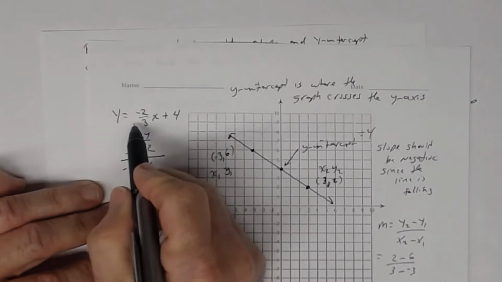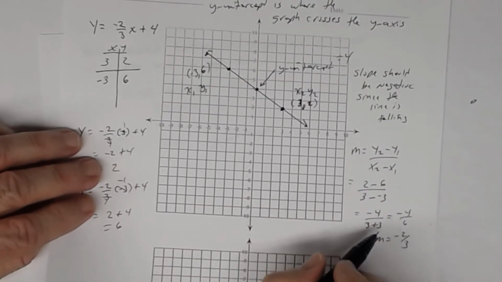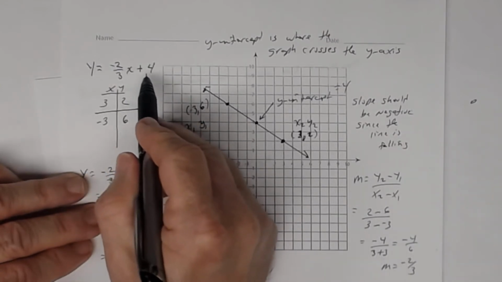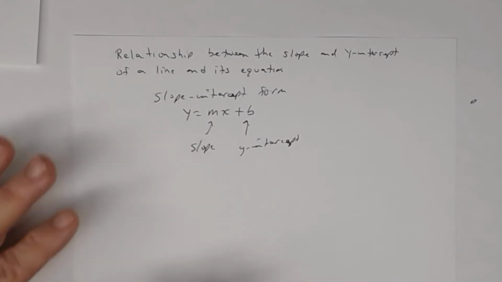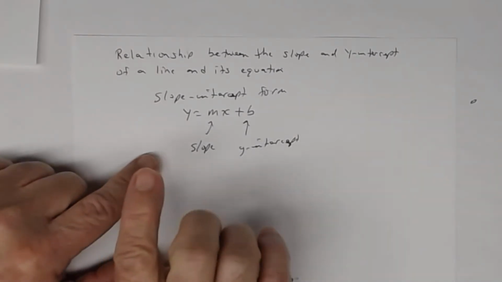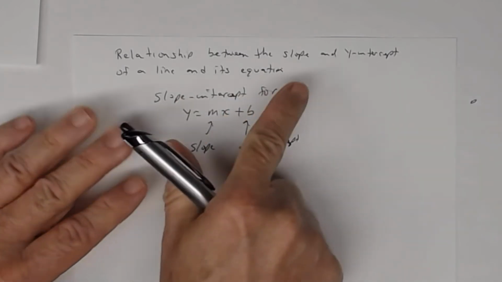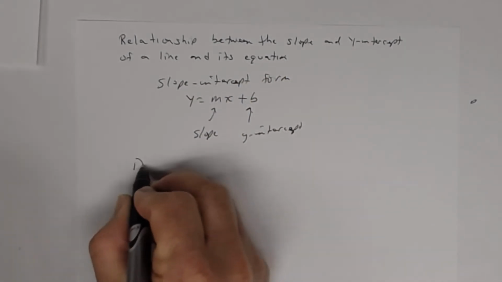So negative 2/3 is your slope. We found that using a formula, so we know that now. And we also know that this constant, that positive 4 that you see, is actually the y-intercept. That's why the graph crosses the y-axis. Okay, now that you know the relationship between the equation of a line and the slope and the y-intercept, let's look at this example. So example number 1.